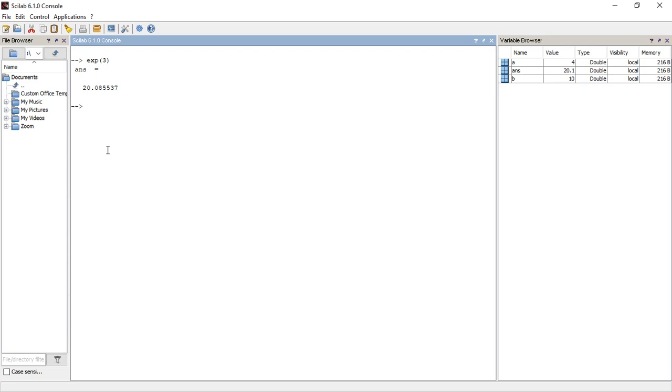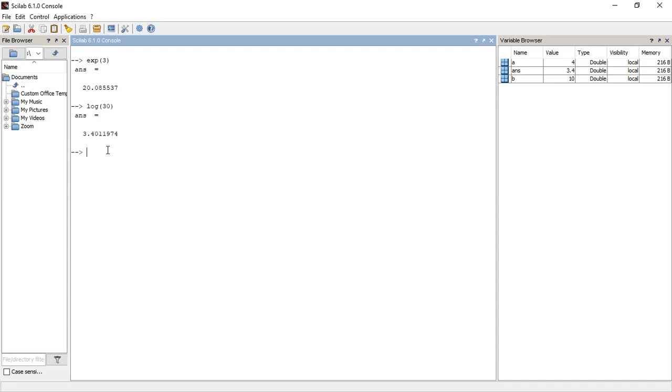Here, next one, log values. We have two types of logs. One is the common logarithm. Another one is the natural logarithmic function. The common logarithmic function is the log with respect to the base 10. Another one is the natural log value. Simply I'm going to consider log of 30.